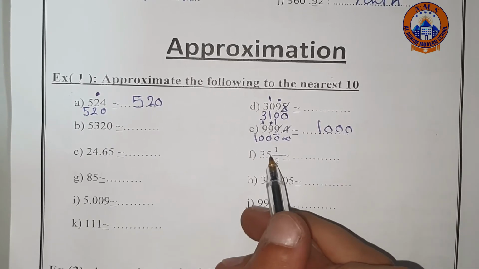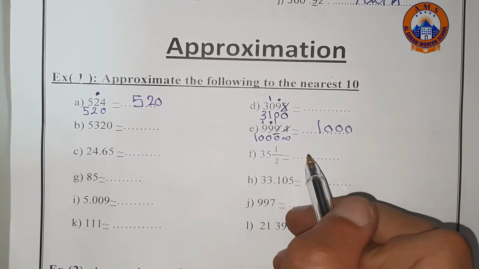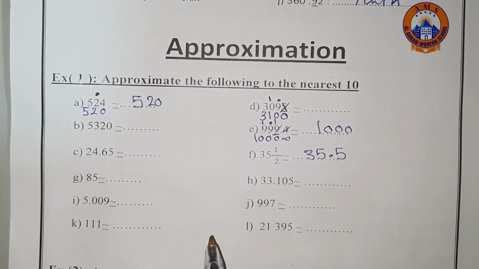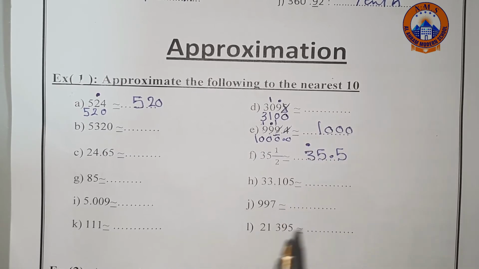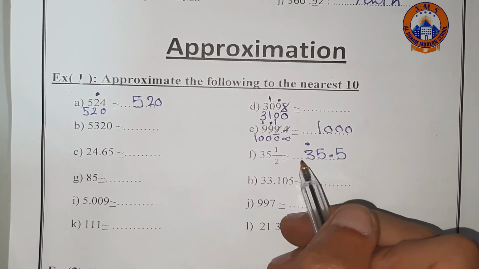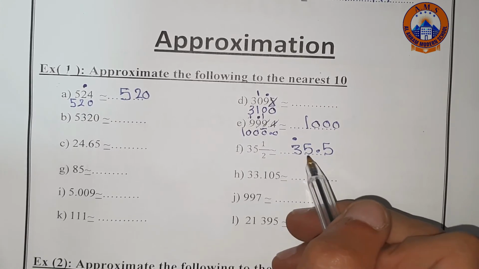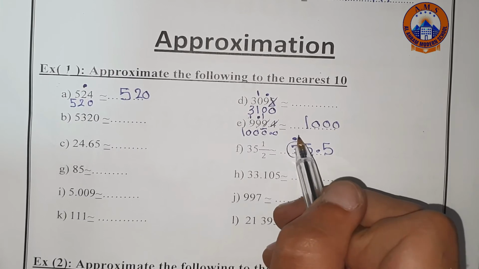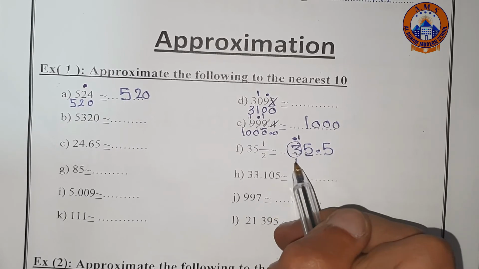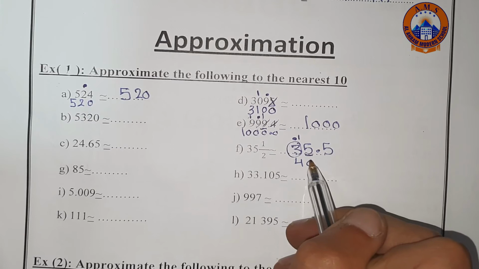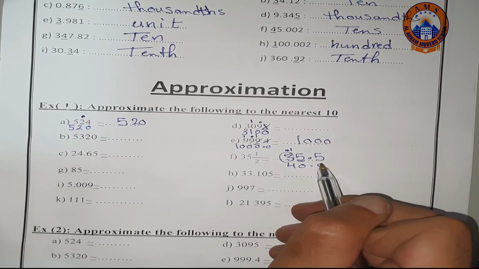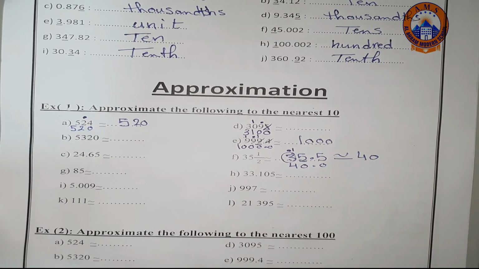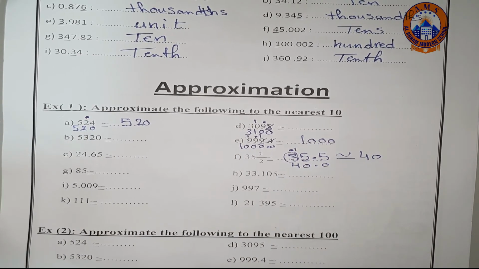We have 35 and a half. First we will change it into decimal, it is 35.5. The 10 digit here is the 3. To know how 3 will become greater, we're gonna look to the next digit, which is 5. The 5 is a strong number, so this 3 will be increased by 1. So instead of 3, it will be 4, and this 5 turns into 0, and the next 5 also turns into 0, so it's approximately equal to 40. Try to solve the rest of the questions by yourself.